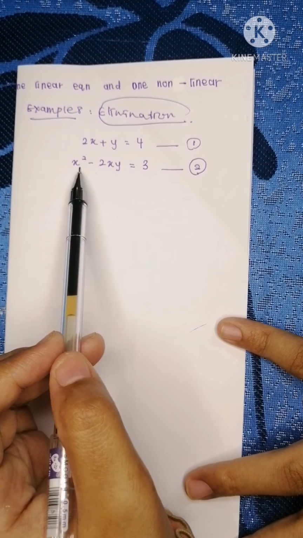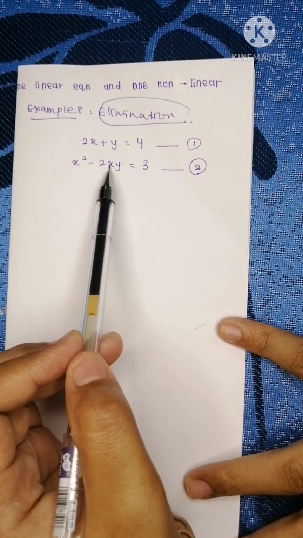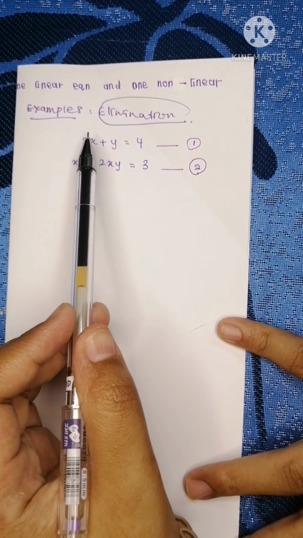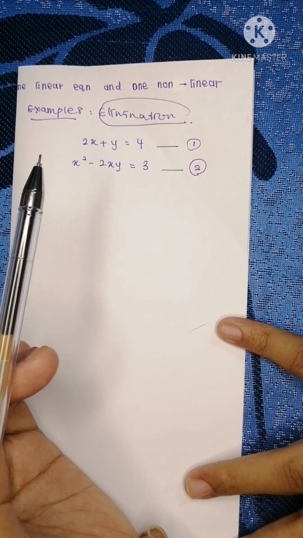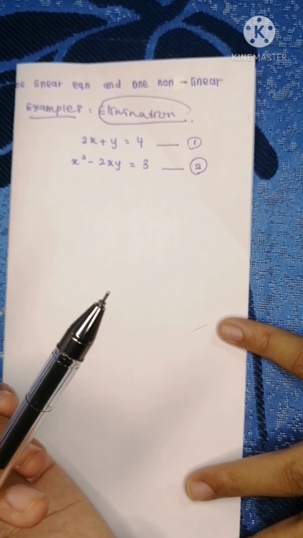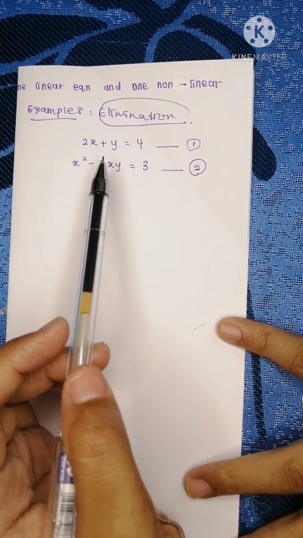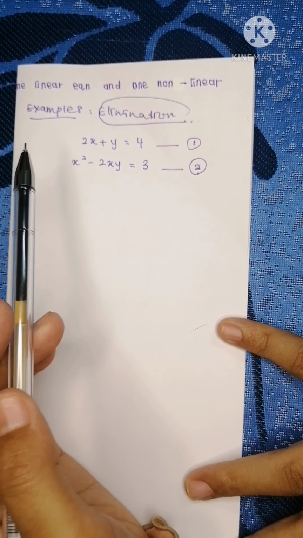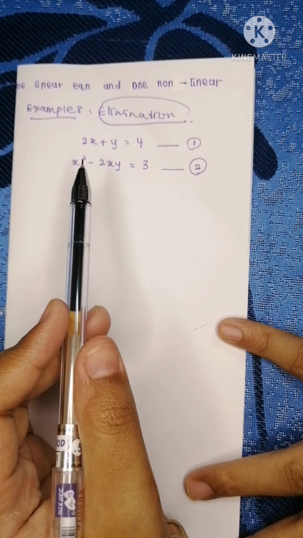Okay, so there are two terms for unknown x in equation 2. So unknown x is not suitable for us to eliminate because it is not the easiest one. Okay, so now look at unknown y. We want to eliminate unknown y.